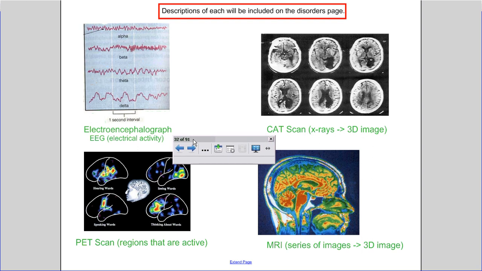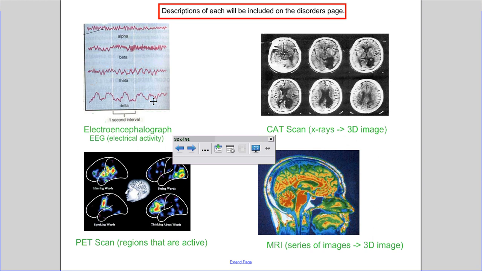Okay, so if they hook your head up with electrodes, so they put pads on wires and attach them to your head, then they can measure the electrical activity that's going on in your brain. This is called an EEG, or an electroencephalograph.